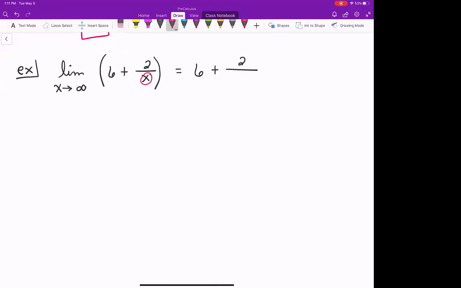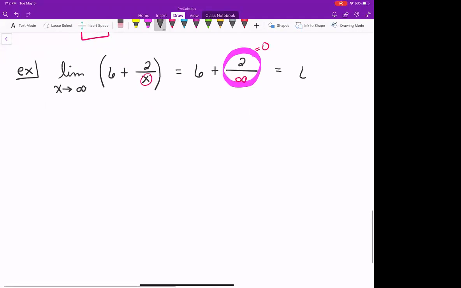So 6 plus 2 divided by infinity. And when we think about these values right here, 2 divided by a very, very big number means that this thing right here is heading to 0 as we are talking about infinity, which means that this limit is really equal to 6 plus 0, which means that this limit would just be 6.